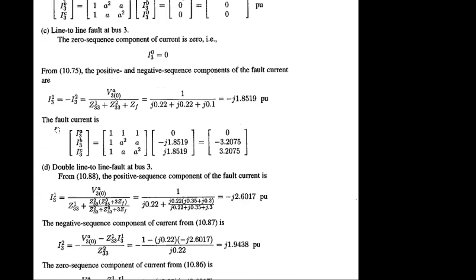You can check here the fault current for line to line case. It is the same for both phases. I3B and I3C are there in terms of negative polarity. I3A will be 0 for the line to line fault. For fault current in terms of single line to ground, you will have only phase A information, which is I3A. I3B and I3C will be 0.